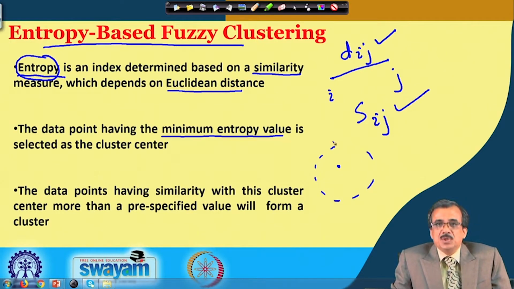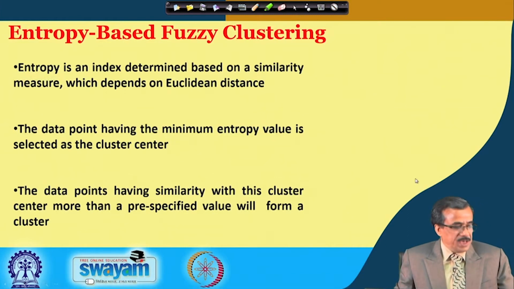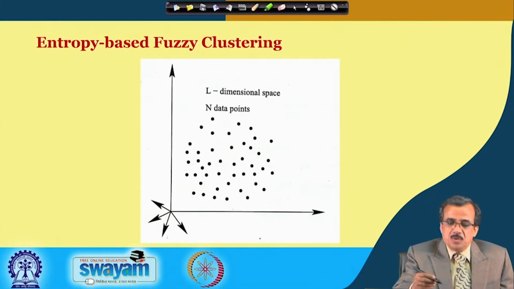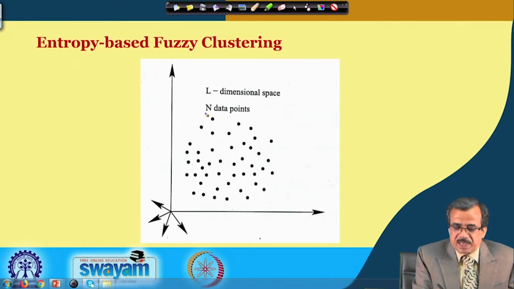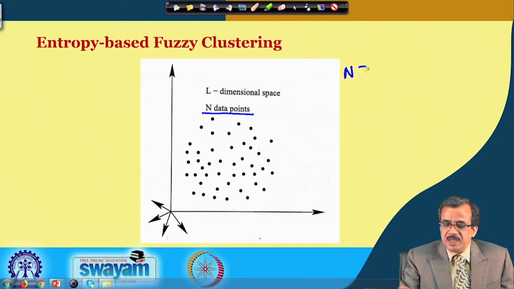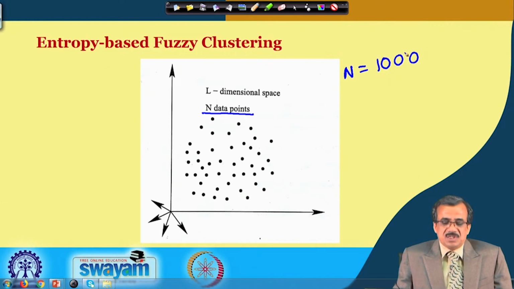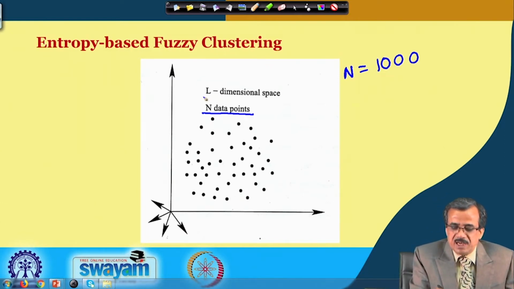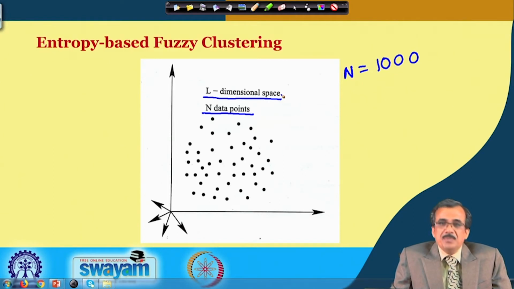Now, this is the way we do the clustering, and this particular thing we are going to discuss in much more detail. Here, I am just going to take one typical example. Supposing that we have a large number of data points, so capital N number of data points, and supposing that this capital N is equal to say 1000. So, we have 1000 data points, and these data points are in a higher dimension, say L dimensional space. That means, if I want to represent a particular point, I need to have capital L number of numerical values.